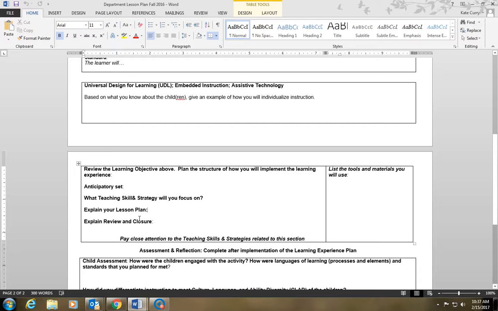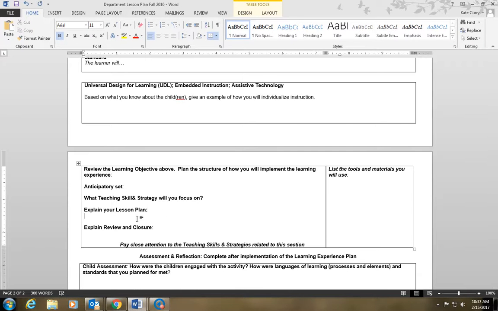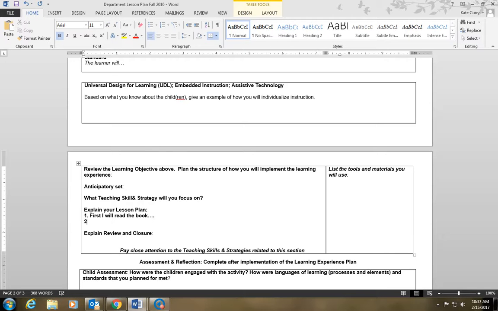Next, you're going to explain your lesson plan. And I'm going to show you an example in a minute, but first you would say, first I will read the book... Second, I will... And then what will you do maybe during the reading of the story? And then what will you do at the end? And how will you lead into the next experience that you're planning for this activity? Really, all of your activities should include some sort of song or book to further engage children.